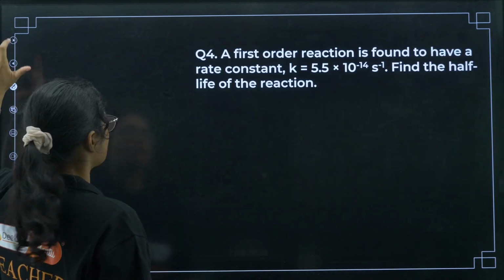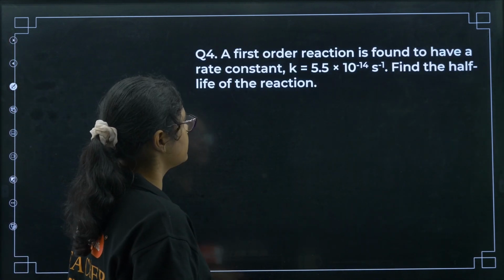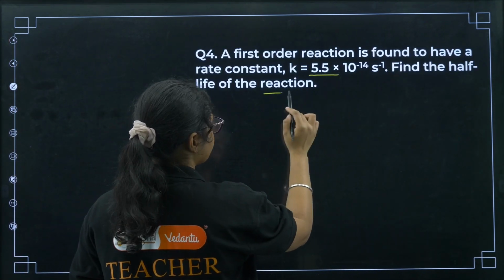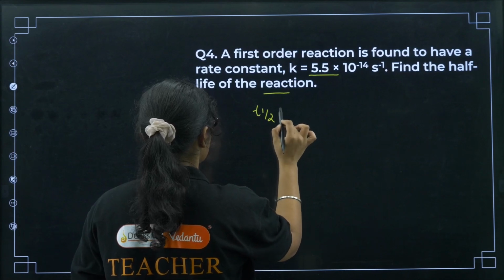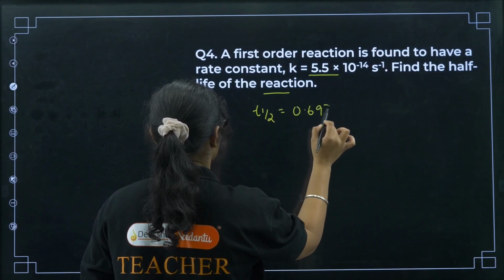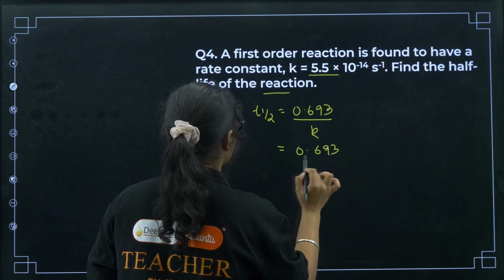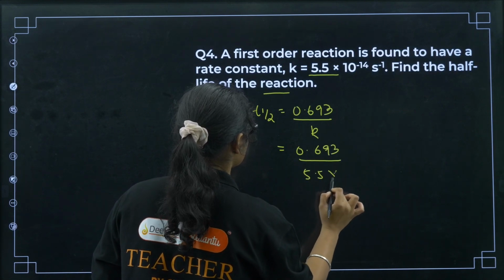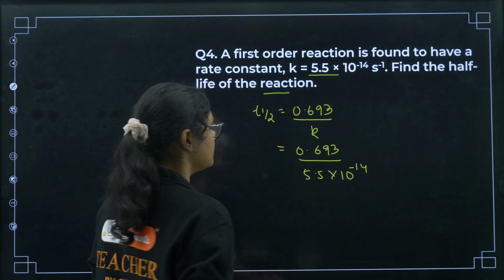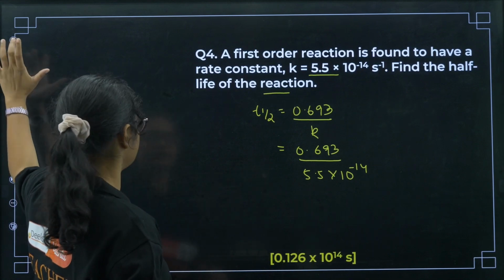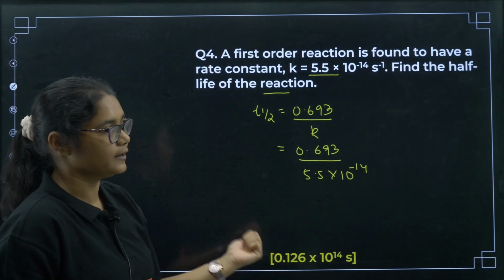Okay. Now moving towards the next question. First order reaction, K value is given, half life of the reaction. This is very simple, 0.693 by K, right. So that is 0.693 by 5.5 into 10 to the power of minus 14. So if you just substitute this and solve this, you will be getting the answer here.